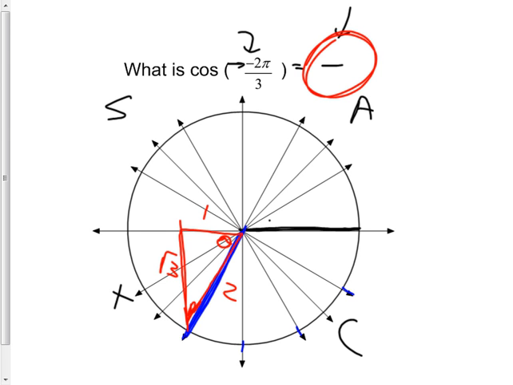Cosine is adjacent over hypotenuse. What's the adjacent one? That's actually not a 1 though. It's negative 1. That's a negative root 3. So the cosine: adjacent, negative 1, hypotenuse 2. There we go. Negative 1/2.